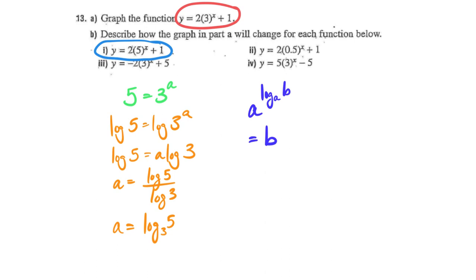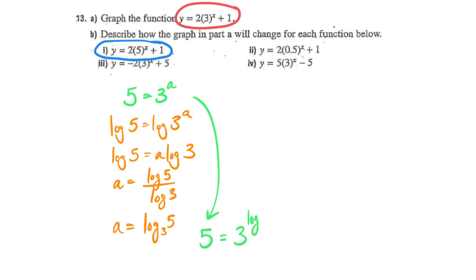So using that purple, I am now going to go directly from the green straight down using that property. If I want to figure out how to write 5 as 3 to some exponent, well, I can put a log in that exponent, make sure that log has the same base as my power, and it would have to equal my result. If you look at that green now, you can notice left side and right side are both equal to 5.